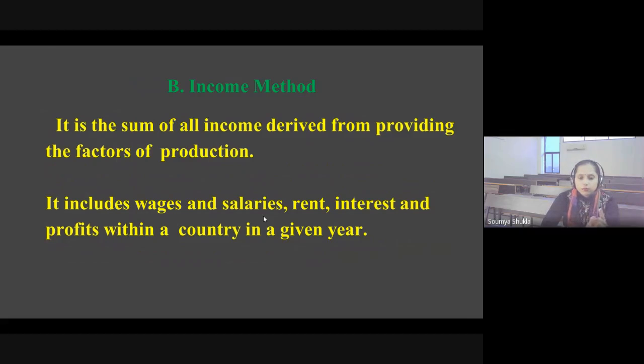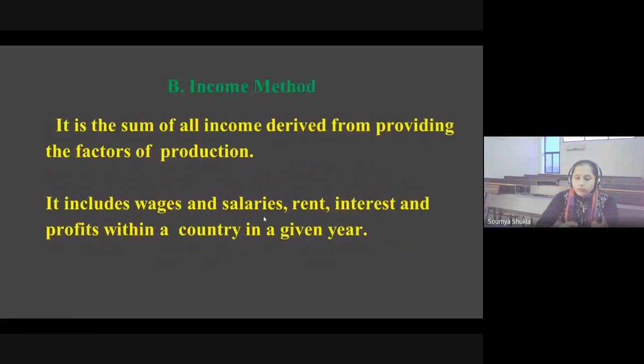means from the time of supplying raw material to the finished good, whatever income occurs, whatever profit we are gaining, interest or rent, salary, wages, everything, these things included within a financial year come under the income method, from which we can get that source of income.